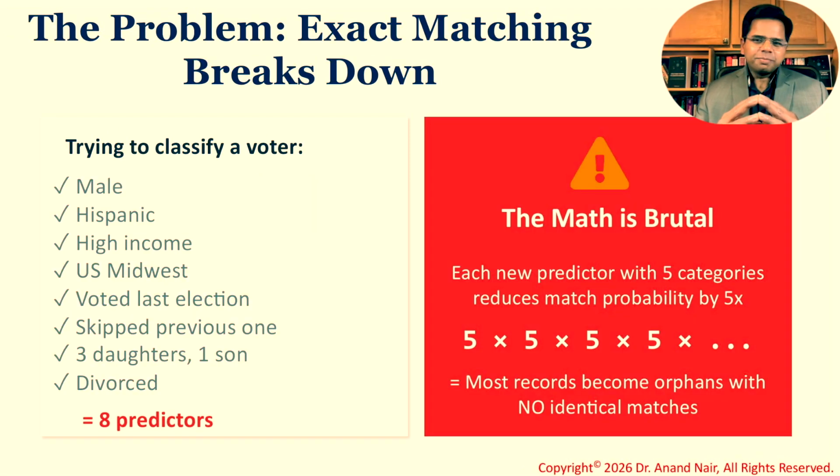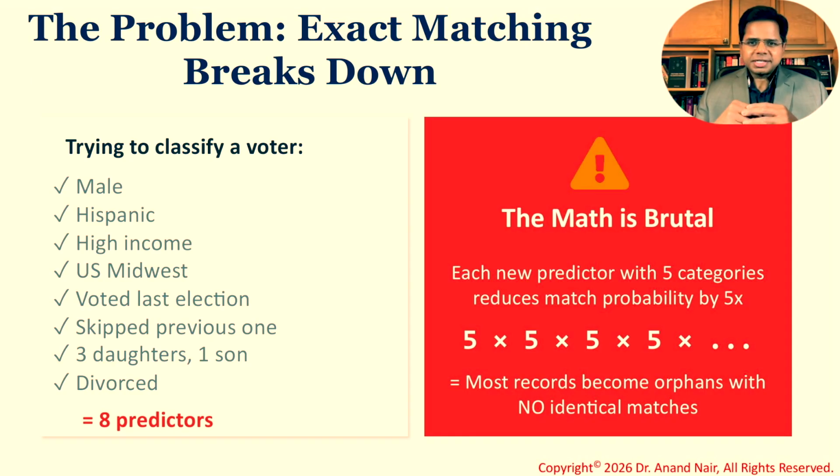Here's where the exact Bayesian classifier runs headfirst into a brick wall. Remember, the whole approach depends on finding training records that are exactly like the new record. Every single predictor value must match perfectly. With one predictor, like our promotion example, this was easy, but real-world problems rarely stay that simple.